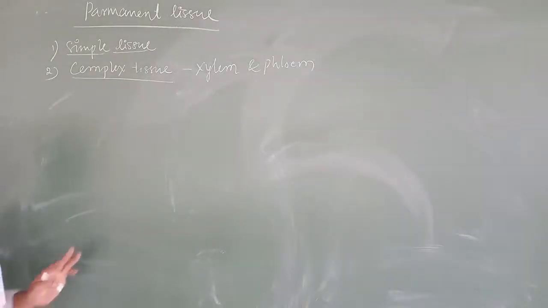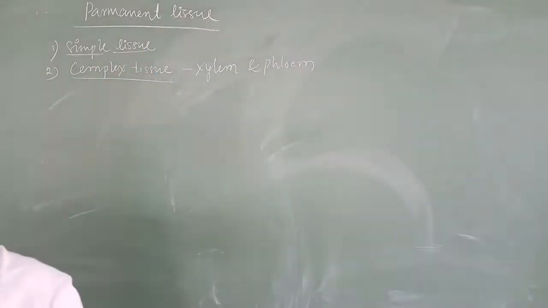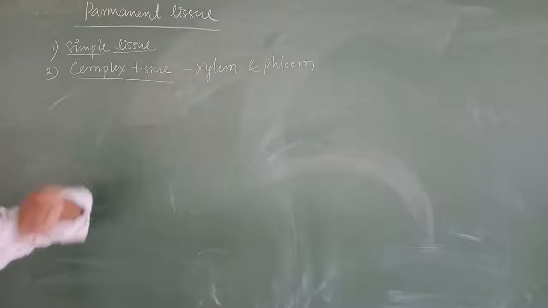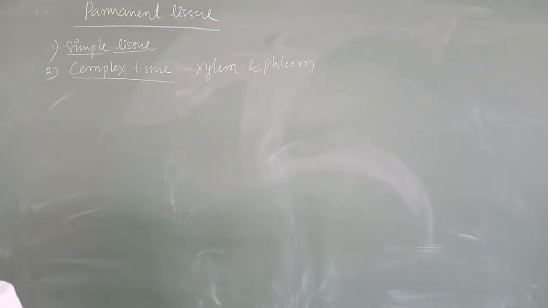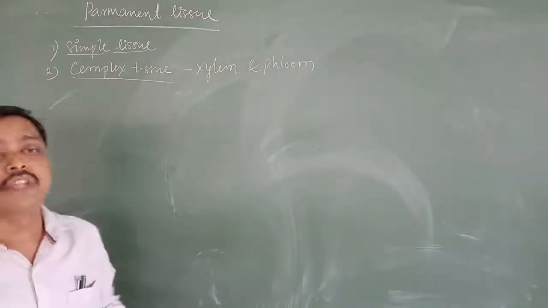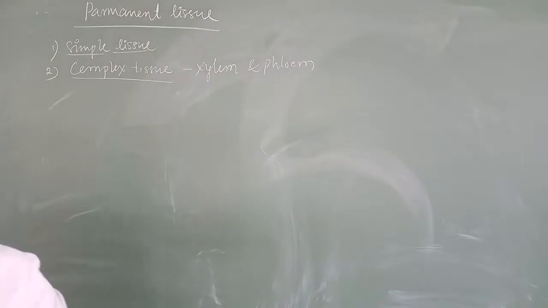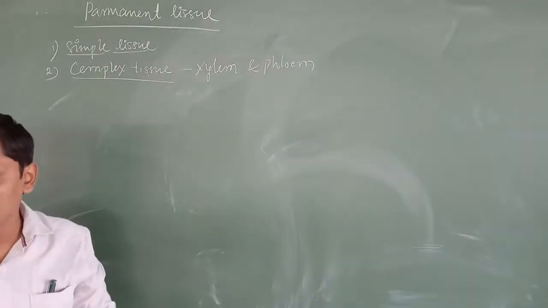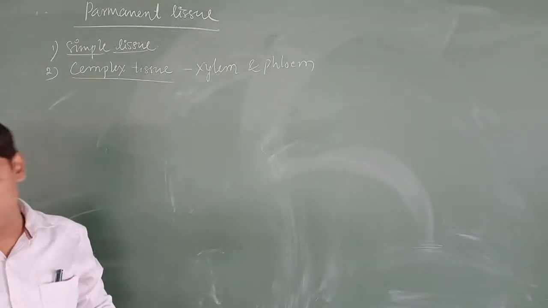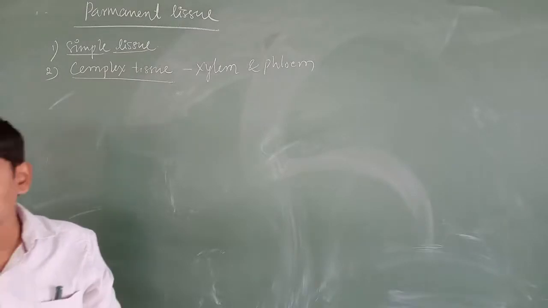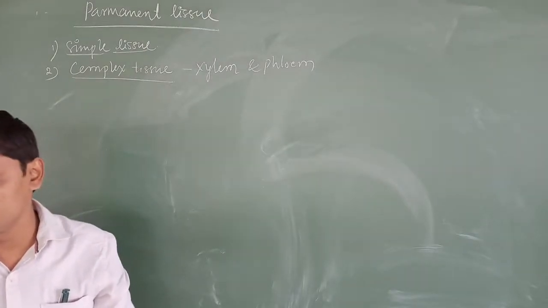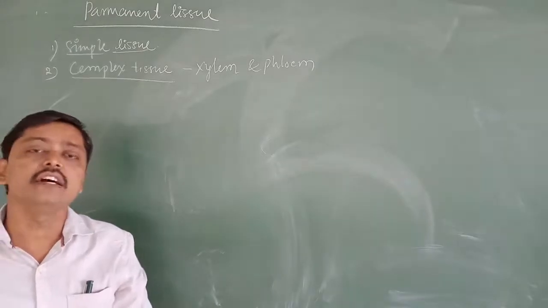In simple permanent tissue, the cells are structurally and functionally similar, and in complex permanent tissue we have many different types of cells. In the previous class we discussed the simple tissues. There are three kinds of simple permanent tissues: first is parenchyma, second is collenchyma, and third is sclerenchyma, along with their structures and functions.